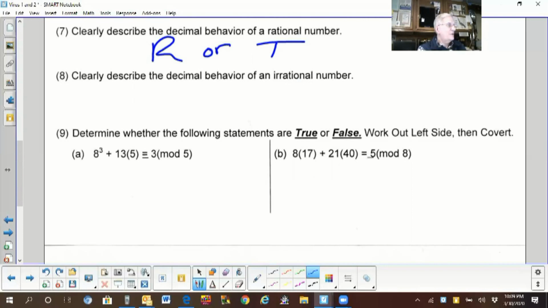8 says clearly describe the decimal behavior of an irrational number. Okay, so to answer this, you should say the following. It goes on forever.